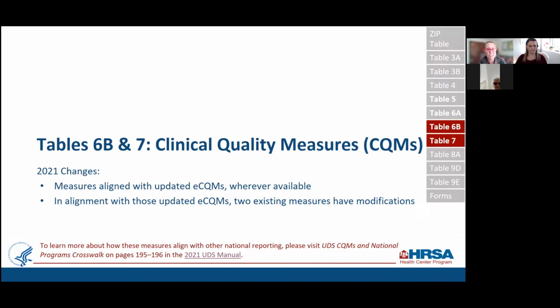Today, we're going to cover the quality of care indicators. We're going to go into reporting operational and financial tables and other UDS required forms, as well as some tips for success. We're going to be taking a 10-minute break in the middle of the session, and then we'll start back up.